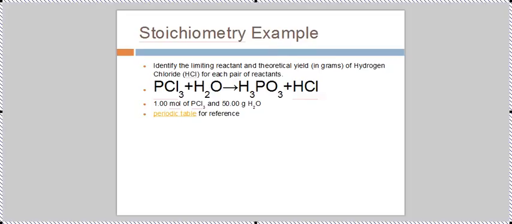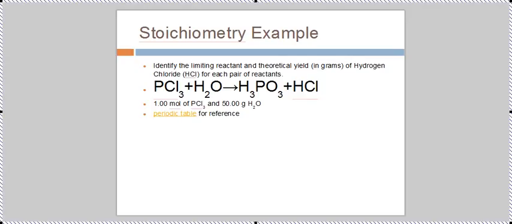Another stoichiometry problem, and I'm going to use kind of the same setup, but I'm going to ask different questions. All right. What is the limiting reactant and the theoretical yield of hydrochloric acid for each pair of reactants?